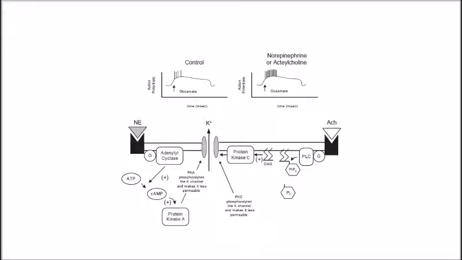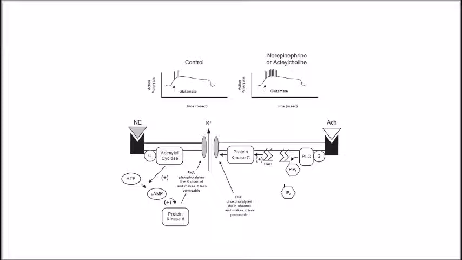Now, how does acetylcholine achieve this? Well, it binds to a receptor that's linked to phospholipase C. It cleaves PIP2 into IP3, and it then activates protein kinase C, which actually does the same thing. It will phosphorylate the K channel and make it less permeable.